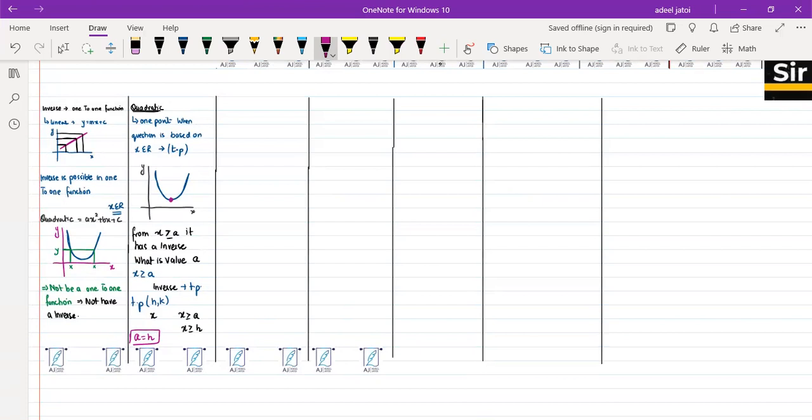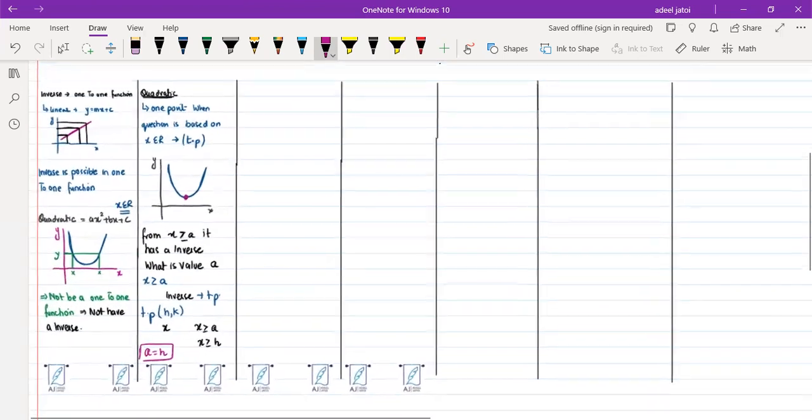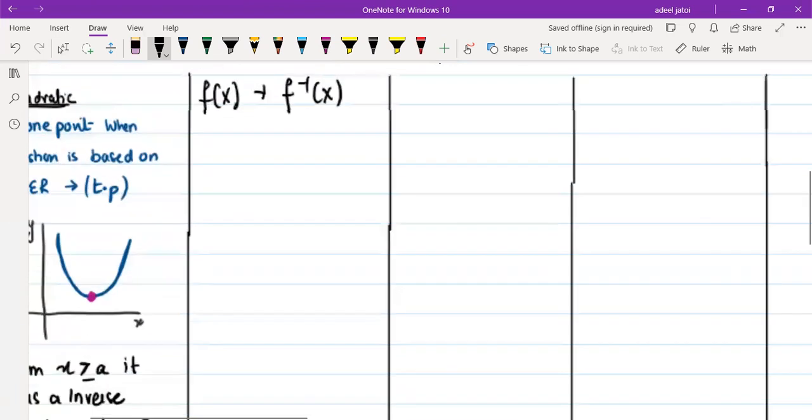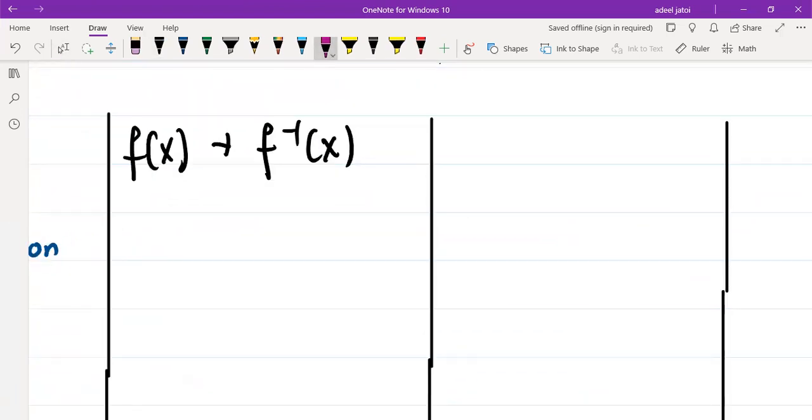Completing the square form. So if the question sometimes asks you, for f(x), write down f inverse. Now you need to understand that when f(x) is converted to f inverse, you will have to follow three steps.